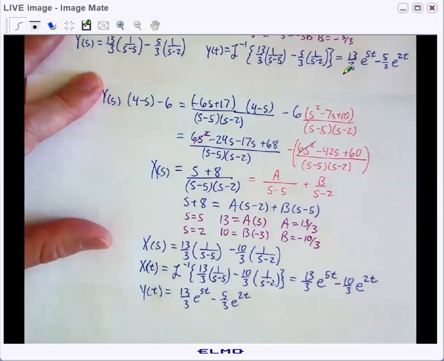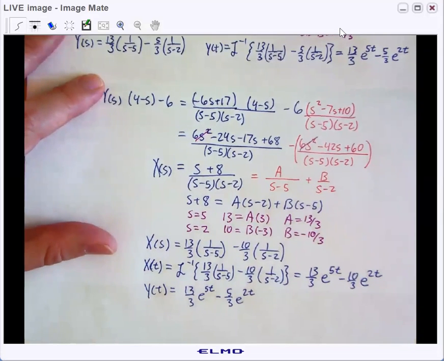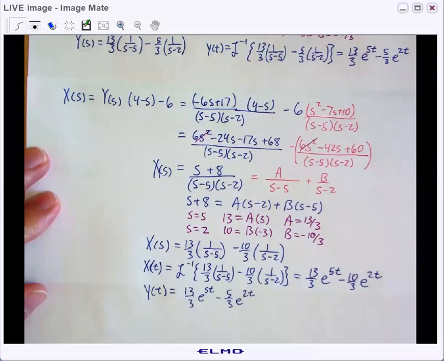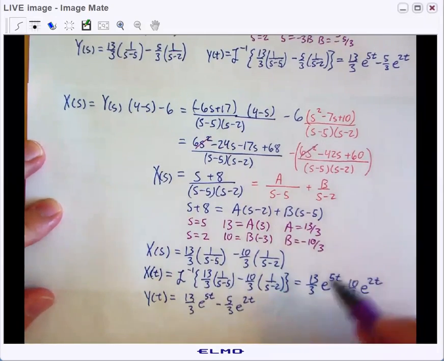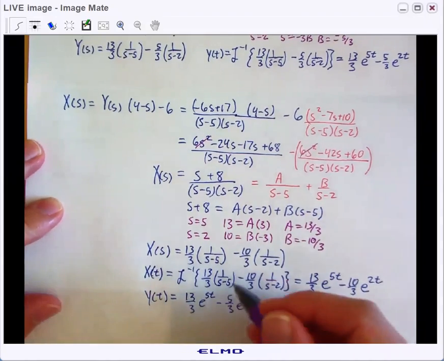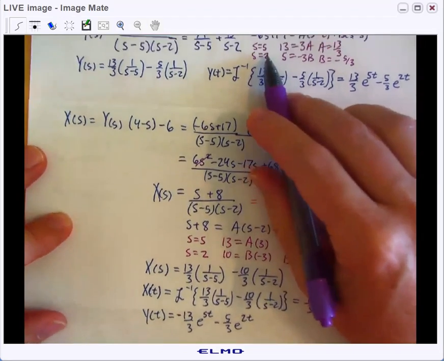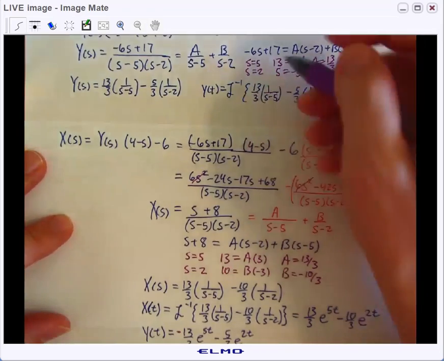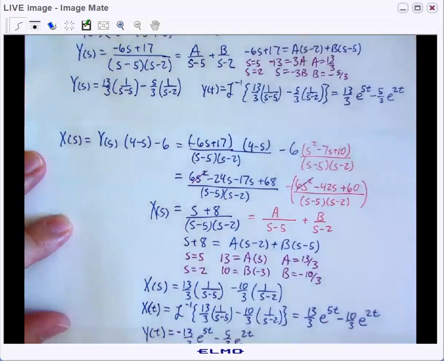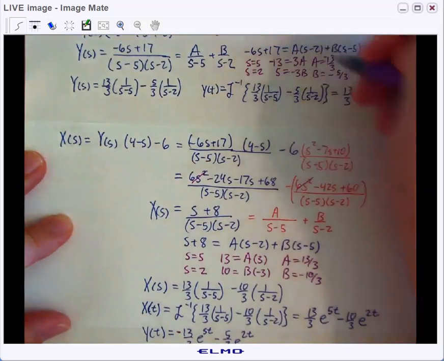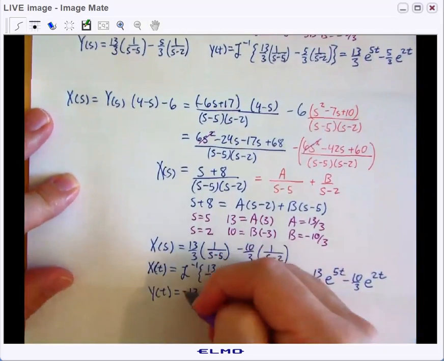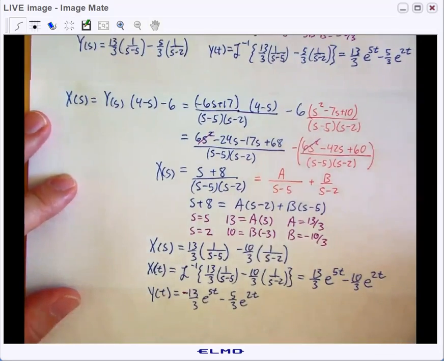Just as a quick check, let me pause that. Let's see, we've got, this should have been a negative. Oh yeah, that's right, because when we came up here, when I put in the 5, I said negative 13, but only wrote 13. So that should be negative 13 thirds. So negative 13 thirds.